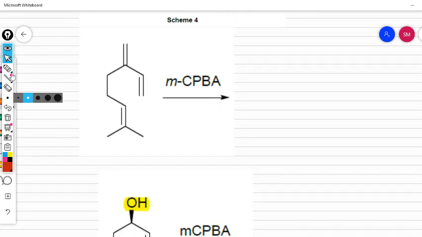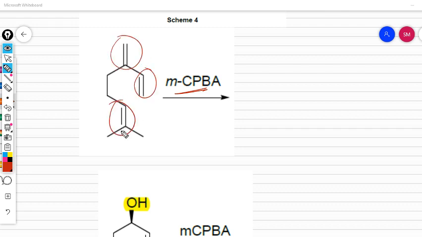If more than one double bond is there, what could be the criteria? The criteria is that the more electron rich double bond will be attacked more often. So epoxidation is more probable with the more electron rich olefin. Out of these three, which olefin is more electron rich? The more methyl group substituted will be more electron rich.